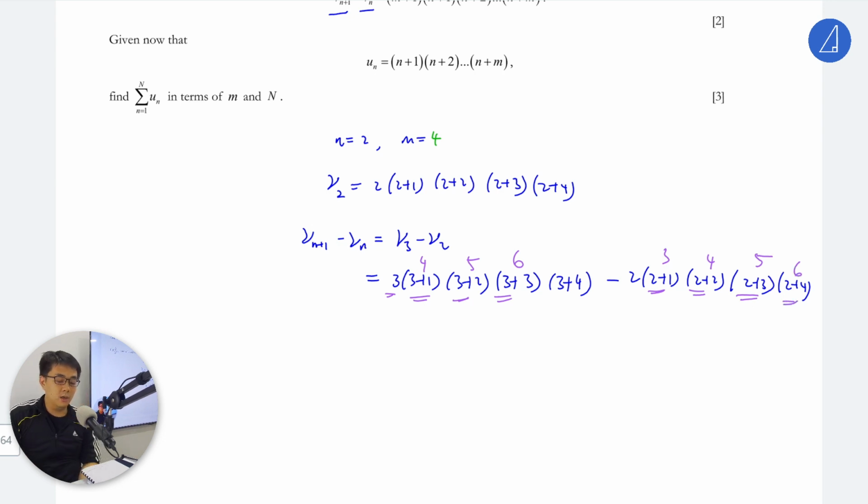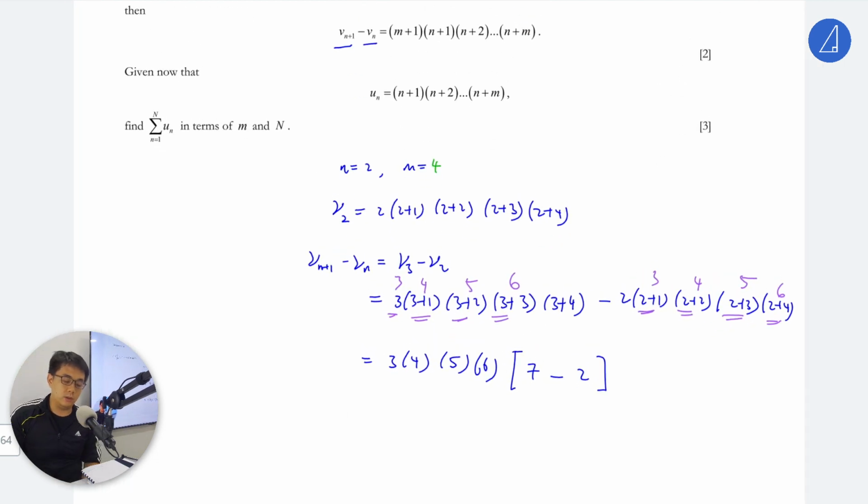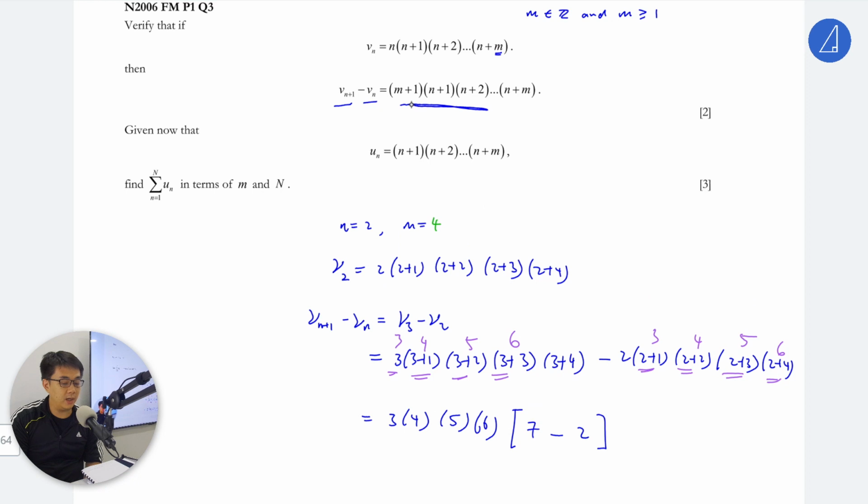Is it okay? So what you need to do is just factorize these terms out, and you get the expression there. So this will be 3, 4, 5, 6. Then you have 7 minus 2, which is 5. Okay, so this is what's going on. So V3 minus V2. Somehow you need to factorize this thing out. So this is n plus 1, which is n plus 1. Do you see that? This is n plus 1.